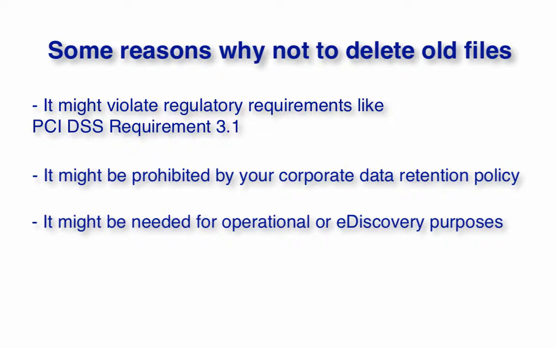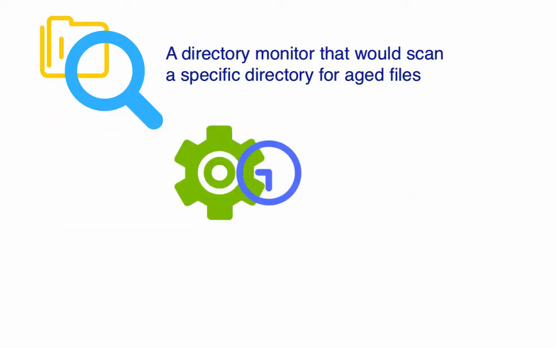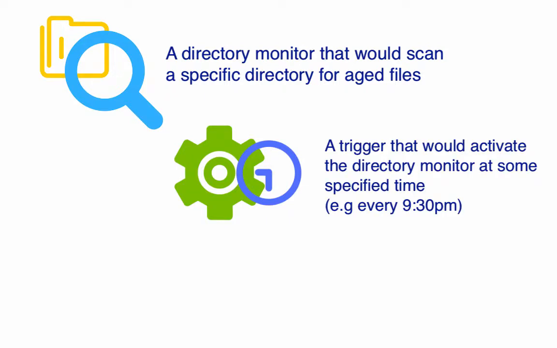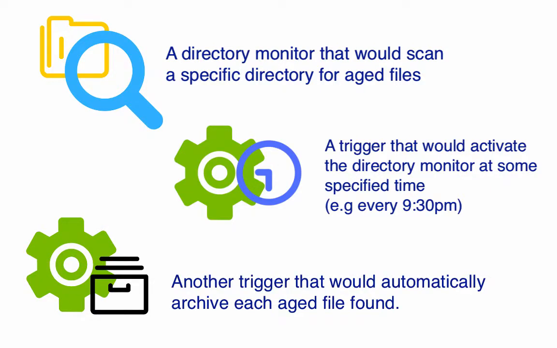One way to zip old files on JSCAPE MFT Server is by setting up the following. 1. A directory monitor that would scan a specific directory for aged files. 2. A trigger that would activate the directory monitor at some specified time. And 3. Another trigger that would automatically zip each aged file found by the directory monitor.